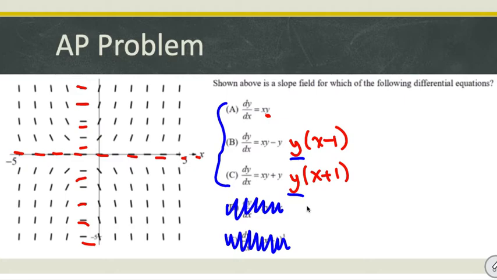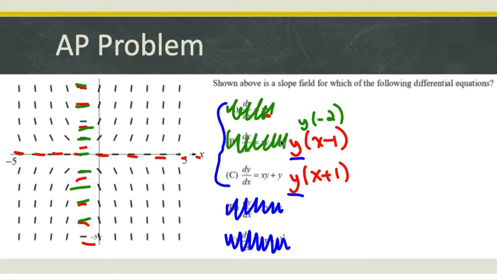So let's move on to the other zeros that I notice here. All of these values right here are 0, so whenever x is negative 1, I have a 0. Everybody see that? So if I plug negative 1 in here for x, that's not going to give me a 0 everywhere. So that one is out. If I plug in negative 1 for x here, that gives me y times negative 2, which again is not 0. So that one is out.